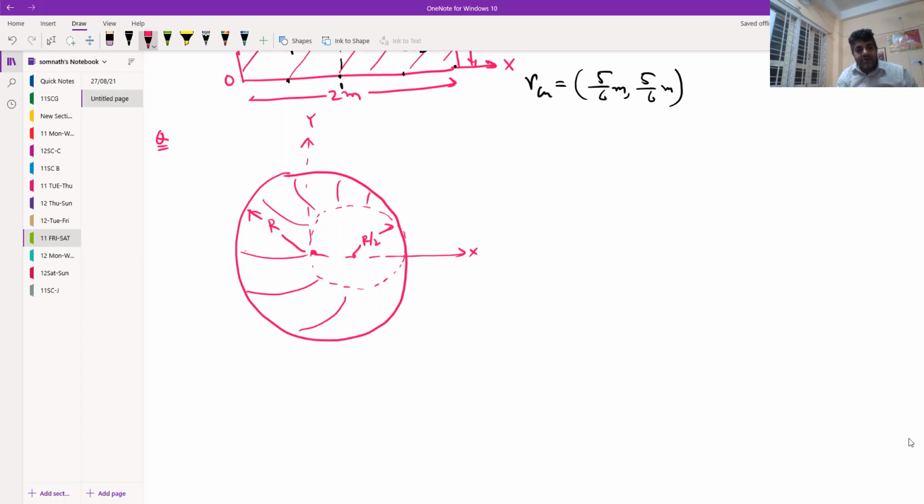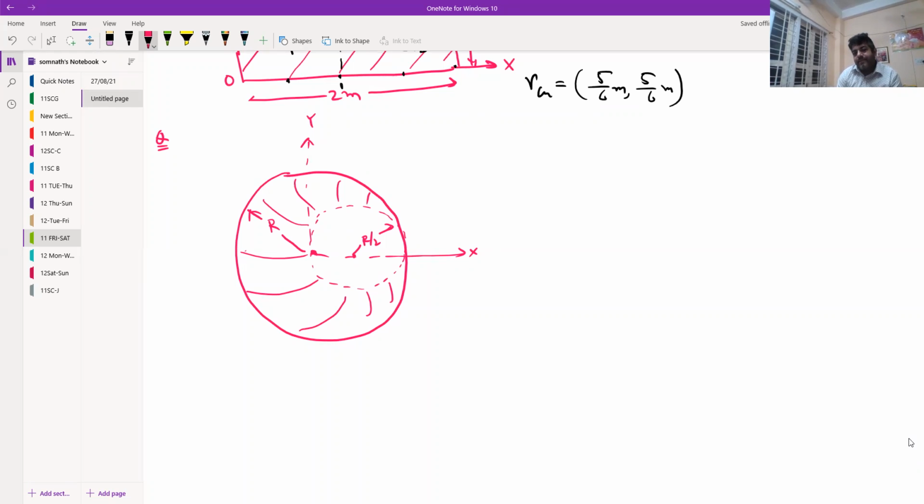Are you getting my question? The mass is uniformly distributed. Clear, everyone? You understand the question? From a disk of radius capital R, a disk of radius R by 2 is cut out. What is the center of mass of the remaining disk?